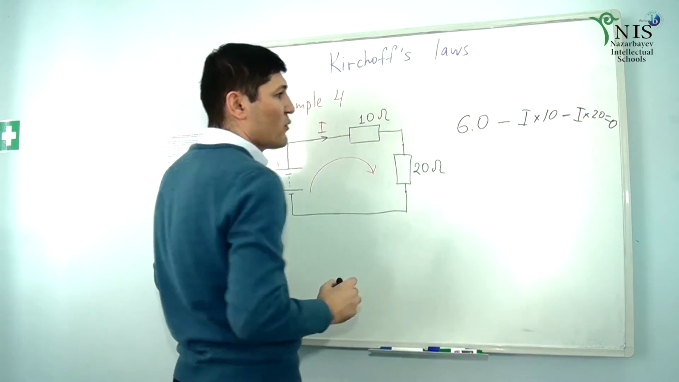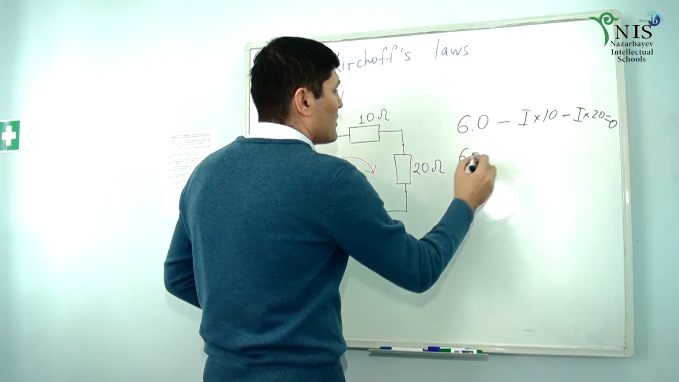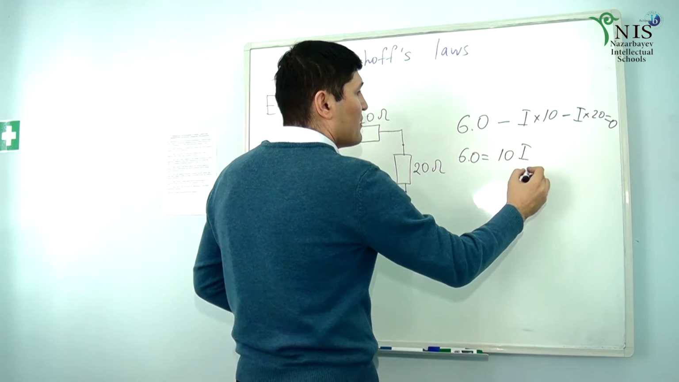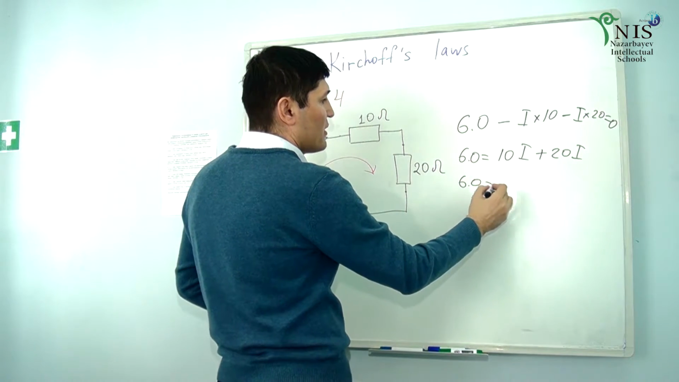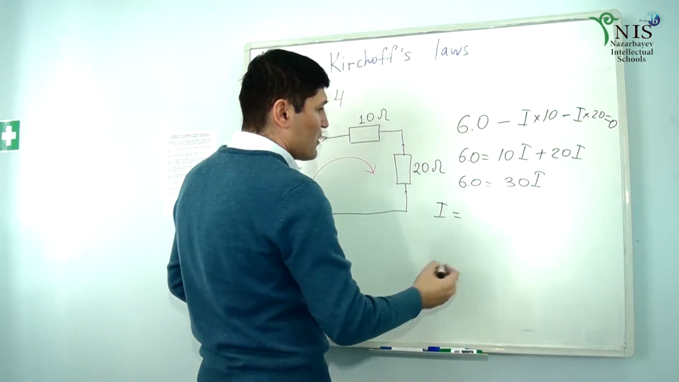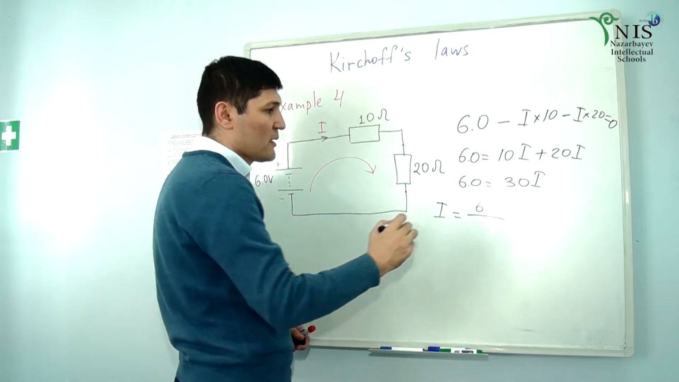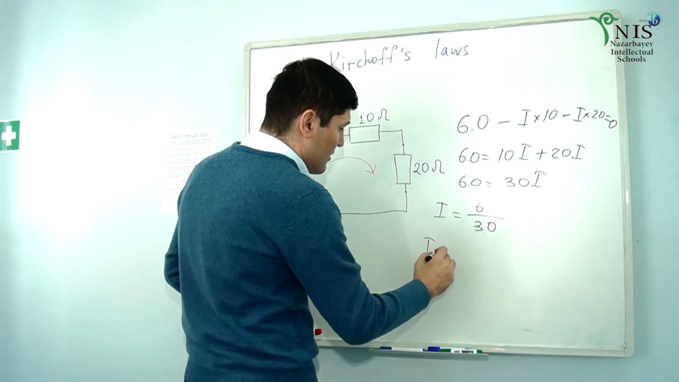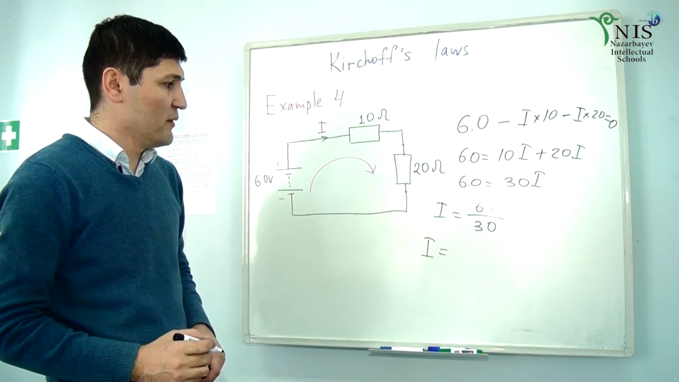We need to isolate the terms which have I to solve for I. Let's rewrite it in a different way: 6 equals 10I plus 20I. So 6.0 equals 30I. So current equals 6.0, with 2 significant figures, and we want to keep the number of significant figures appropriately, divided by 30. So I equals 6 divided by 30, which is 0.2.